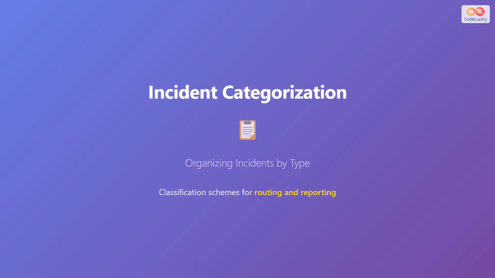Welcome to Incident Categorization. In this video, we'll explore how to organize incidents by type using classification schemes. These schemes are essential for routing incidents to the right teams and generating meaningful reports. Let's dive in and understand why categorization matters in incident management.